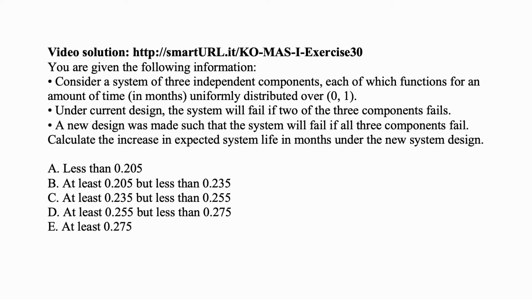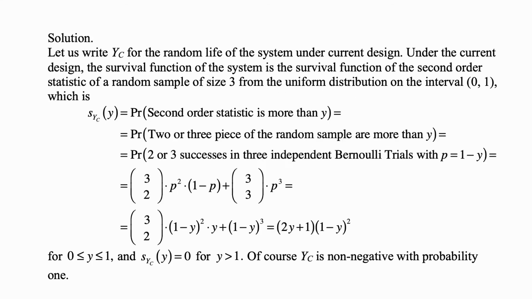Here's the problem for today for exam MAS 1. You are given the following information. Consider a system of 3 independent components, each of which functions for an amount of time in months uniformly distributed over the interval from 0 to 1. Under current design, the system will fail if 2 of the 3 components fail. A new design was made such that the system will fail if all 3 components fail. Calculate the increase in expected system life in months under the new system design.